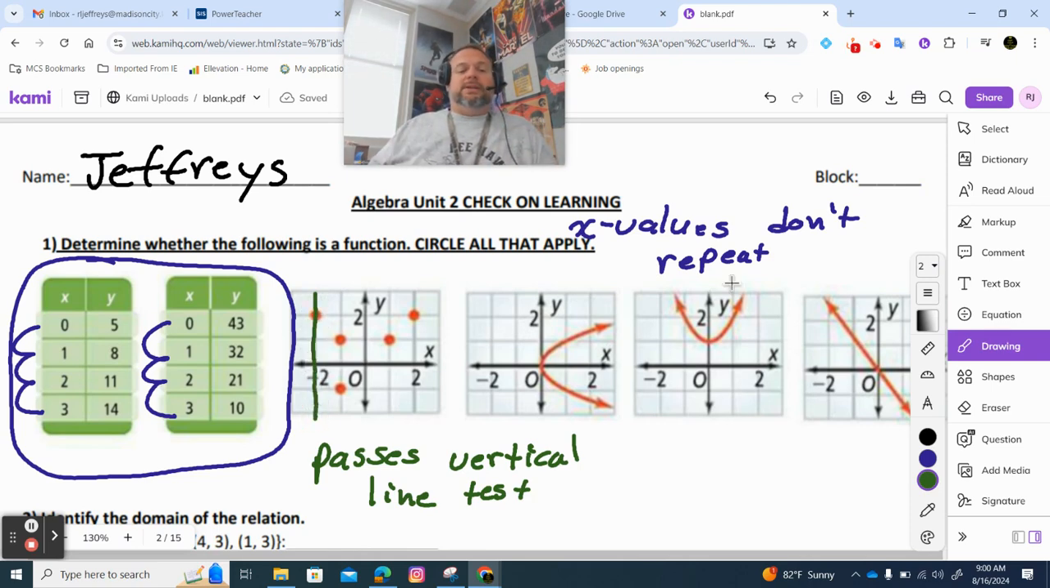Well, it touches once there. It touches twice there. Since it touches twice, this is a no. You could mark it out, okay, whatever. I'm just not going to circle it because the directions say circle all that apply. I'm just going to leave it alone.